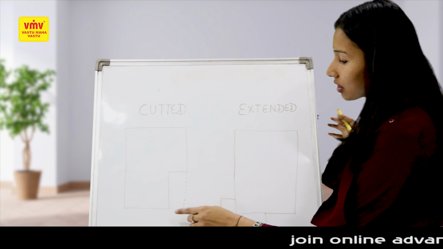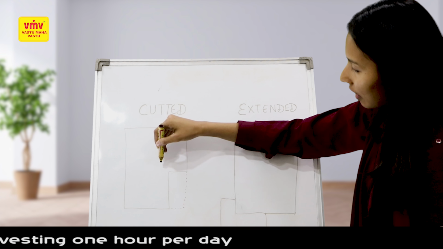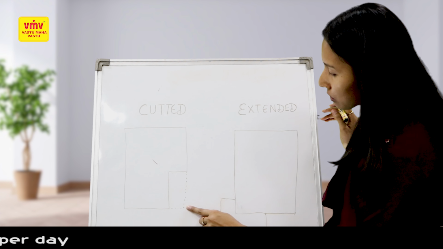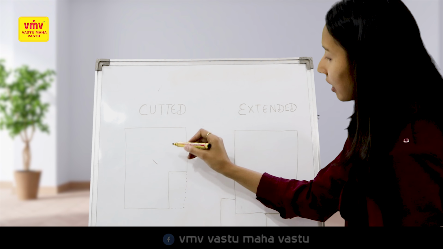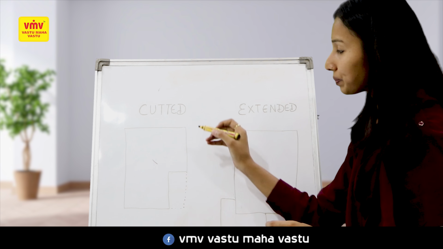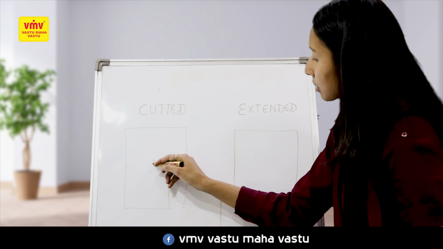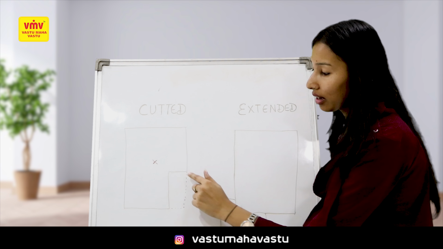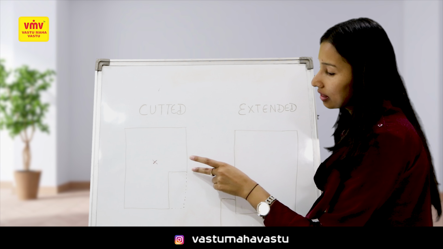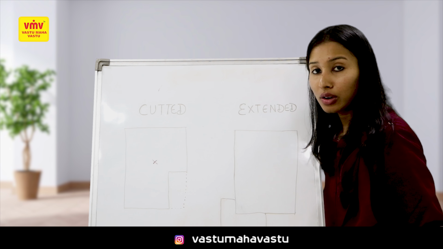After making the dotted line, we will use a ruler, a scale, and mark a diagonal line like this from this point to this point. Then in the same manner, we will mark another diagonal line from this point to this point. A small cut will be marked like this. This is how we will take the center of a cut part after knowing whether this cut is more than 50% or less than 50%. So now you have learned how to take the center of a cut portion.